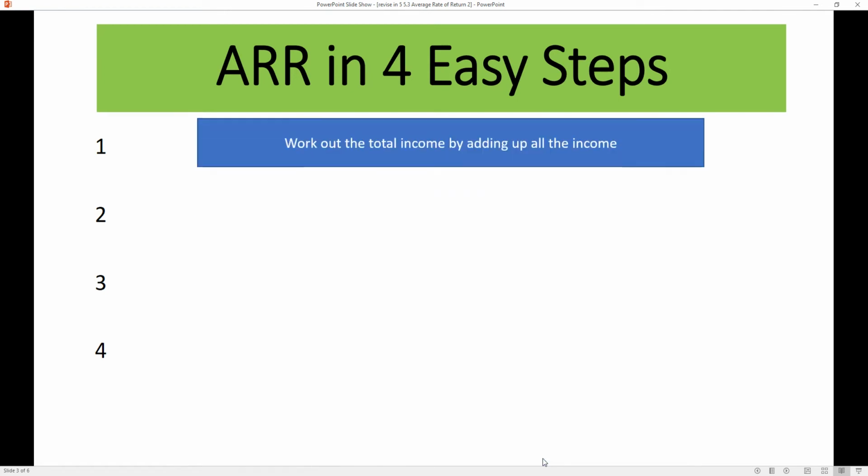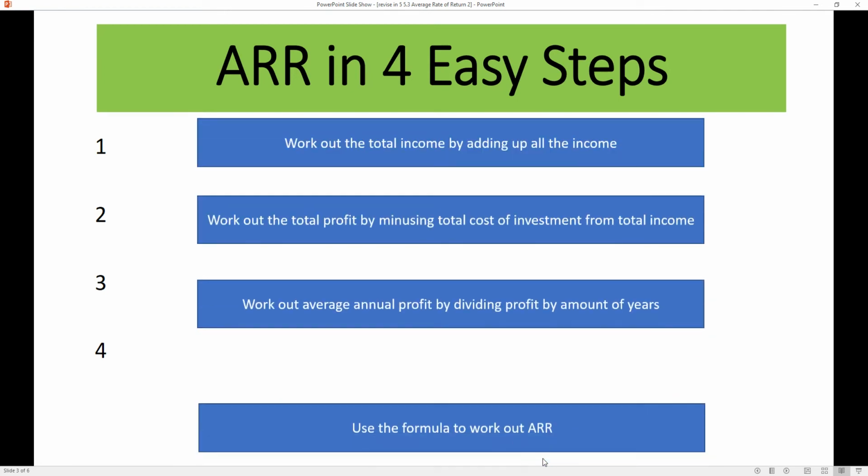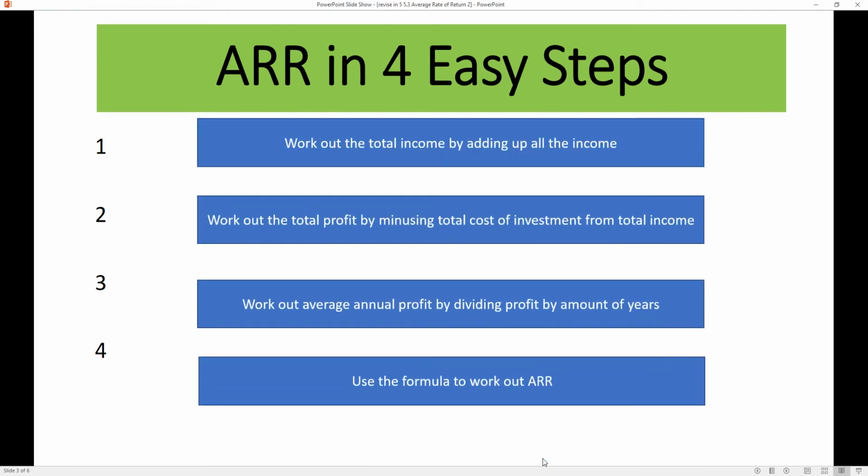How to complete average return is this. You work out the total income first by adding up all the income. You then work out the total profit by minusing total cost of investment from the total income. You then work out the average annual profit by dividing profit by the amount of years, and you use the formula to work out average rate of return. I talk about this more in my other videos, so please make sure you watch that one.